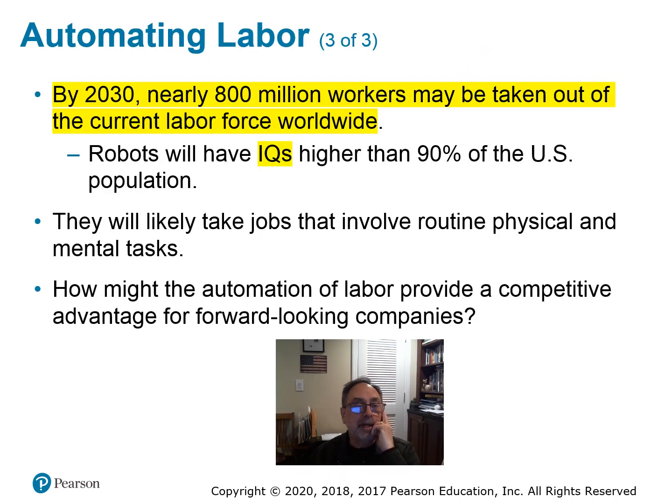Now, this is a guess too, that some years ago when this book was published, by 2030, only 7 years away, almost 1 million workers may be taken out of the workforce. That could be the case. I'm sorry, 800 million, 1 billion, globally, I would imagine. I think that's a little overambitious. Robots will have IQs higher than 90% of the United States population. Yeah, that could be. That's possible.